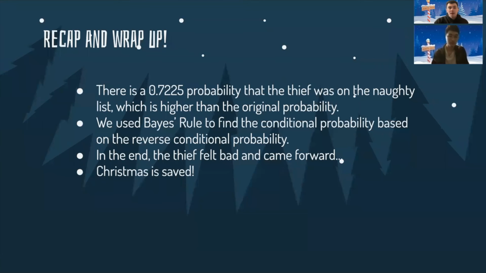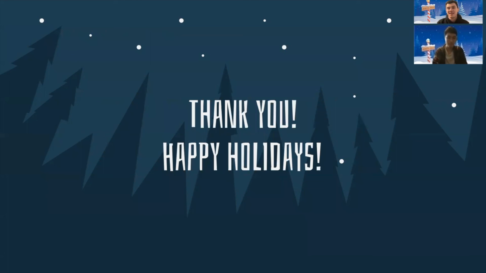So what can we get from this information? Well, there is now a 0.7225 probability that the thief was on the naughty list, which is higher than the original probability, which was Santa's estimation before we knew there would be a positive test. We used Bayes' rule to find the conditional probability based on the reverse conditional probability. In the end, the thief has felt bad and has since come forward. So Christmas is saved. Thank you and happy holidays.